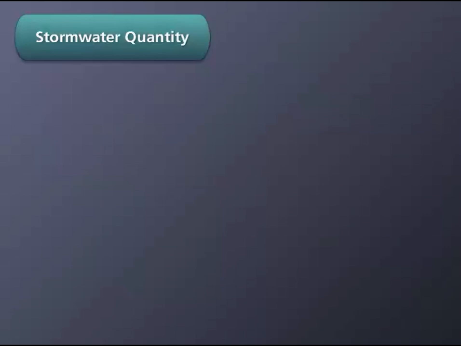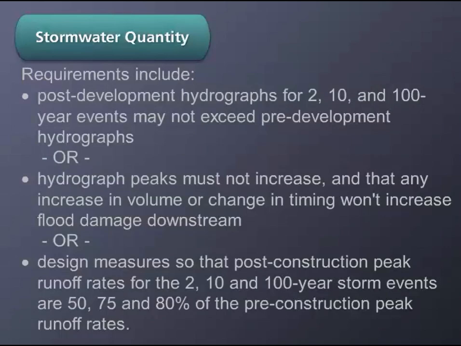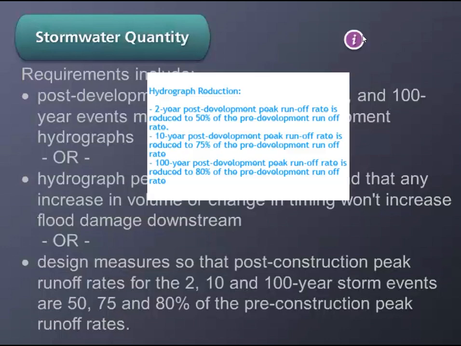The second element in the regulations is stormwater quantity. The requirements include post-development hydrographs for 2, 10, and 100-year events may not exceed pre-development hydrographs, or hydrograph peaks must not increase, and that any increase in volume or change in timing won't increase flood damage downstream. Or design measures so that post-construction peak runoff rates for the 2, 10, and 100-year storm events are 50, 75, and 80% of the pre-construction peak runoff rates.